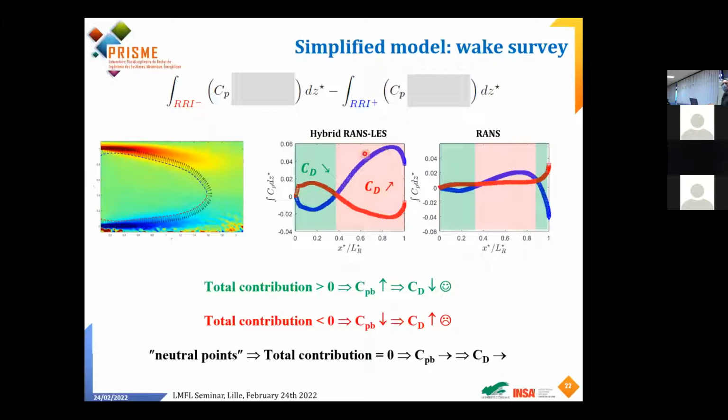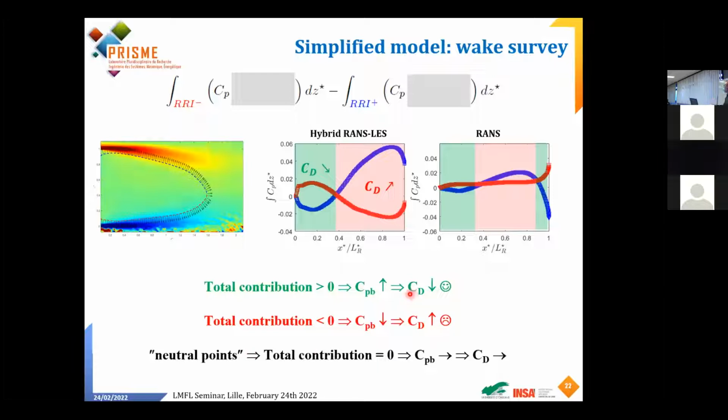And also we can see that on that curve, there is a crossing between these two terms. So they cancel each other at that position. So I will call it neutral point. There is no effect on the drag. It doesn't change the drag at that position.